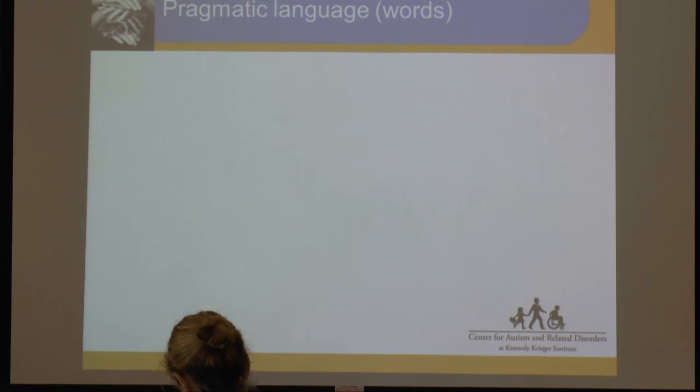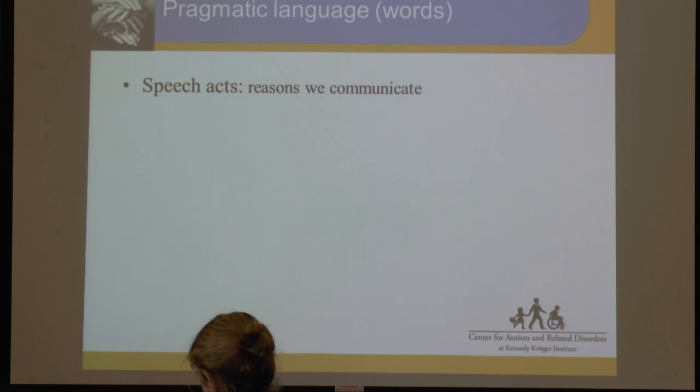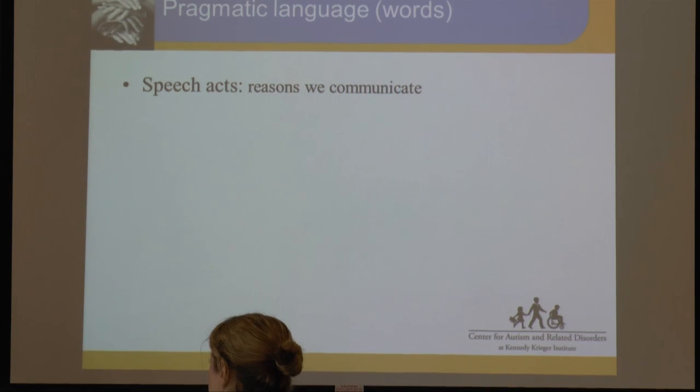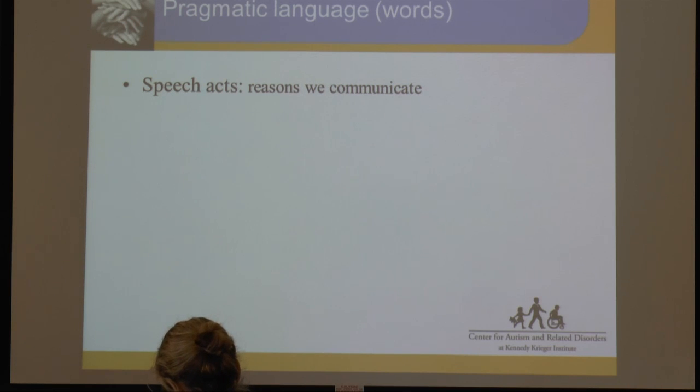And there are three areas of pragmatic language that we're going to talk about. The first one is speech acts, which basically just refers to the reasons that we're communicating with another person. Maybe we're making a request for an object, or we're requesting some additional information from another person. Maybe we're making a joke and we're wanting someone to be humorous with us. Or maybe we're predicting something that's going to happen in the future. Those are all reasons why we might communicate with another person.